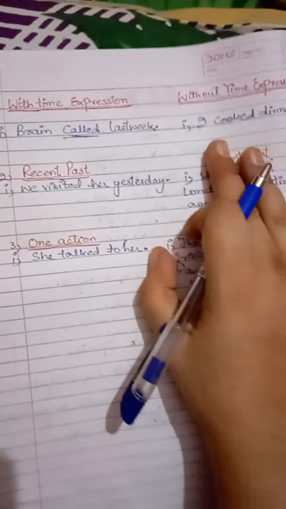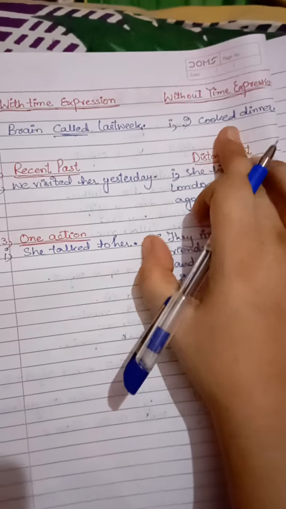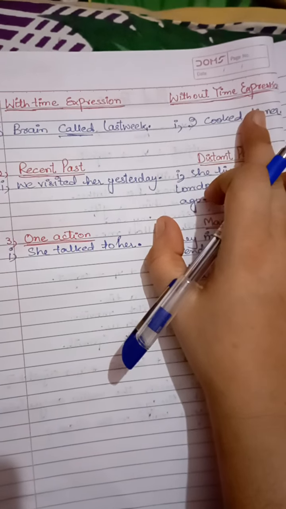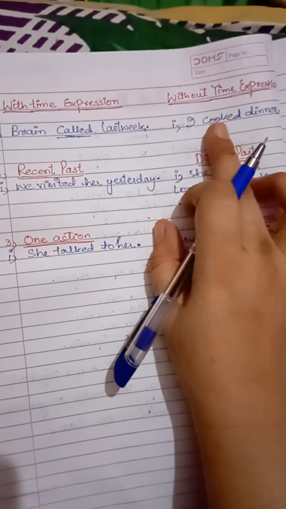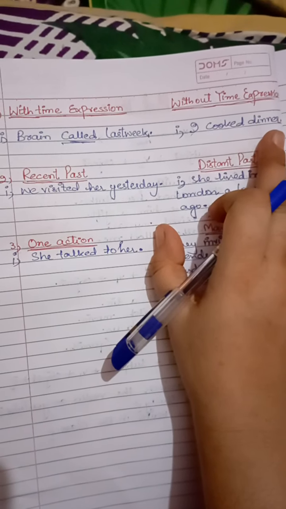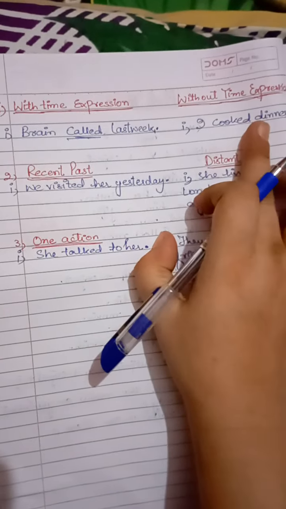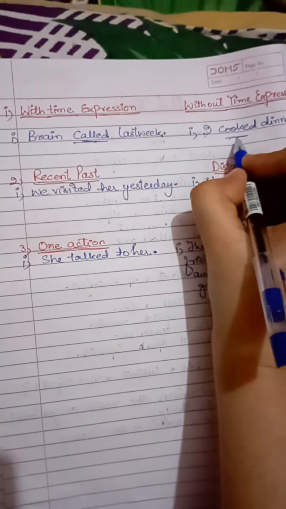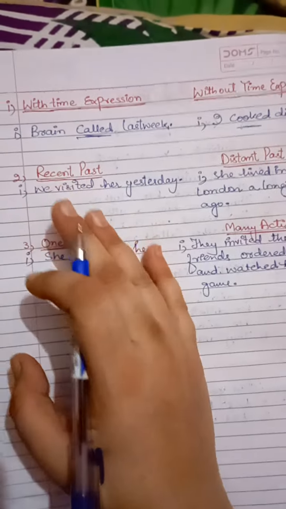But you can also use the past simple tense without time expression. So you can simply say, I cooked dinner. Okay? And as soon as I use this word cooked, we know that we are talking about the past.